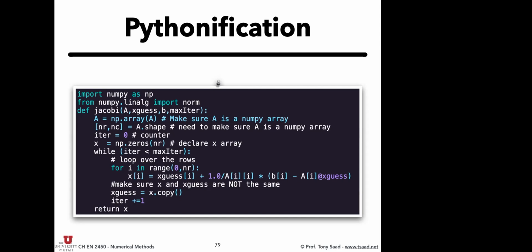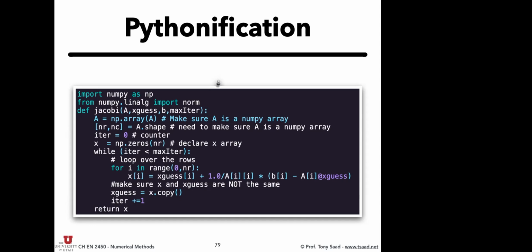Okay. B is the right-hand side. It's going to be the same size as the number of unknowns. And maximum iterations, right now with our current structure of the Jacobi subroutine, is a maximum number of iterations. So that's how many iterations we are going to take.